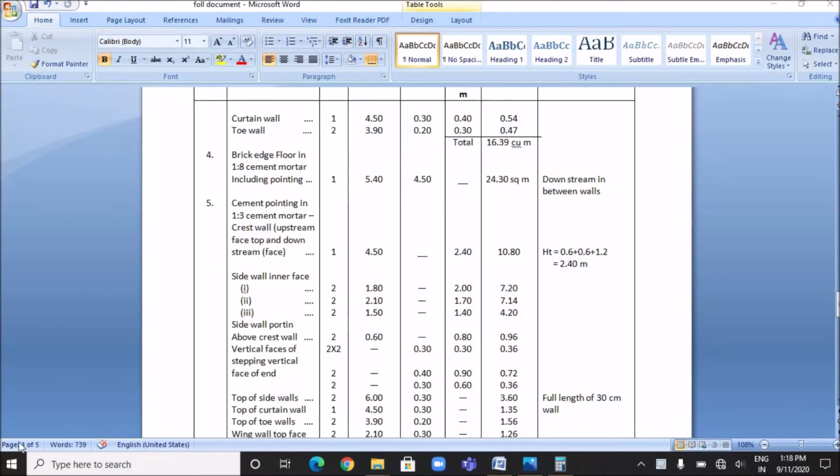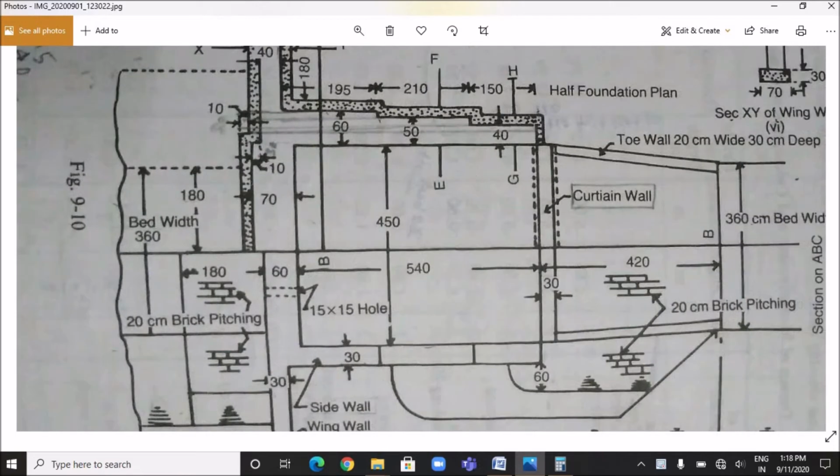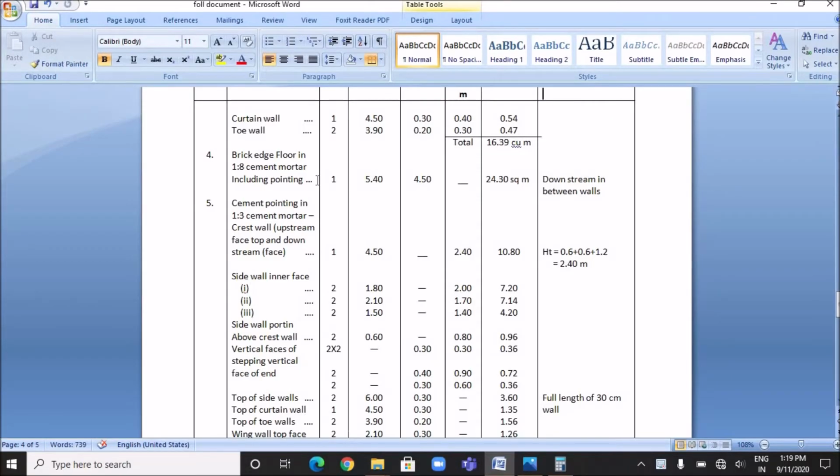The next work is the pointing work, which is to be done in the floor. So as you can see the plan over here, you can see the length is 540 centimeter or 5.4 meter, and the breadth is 450 centimeter or 4.5 meter. So if we put these values in the table, the number will be 1, the length is 5.4 meter and the breadth is 4.5 meter. So the quantity of the pointing work will be 24.30 square meter.